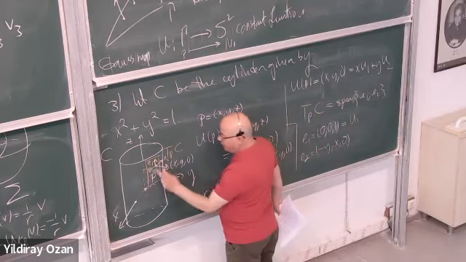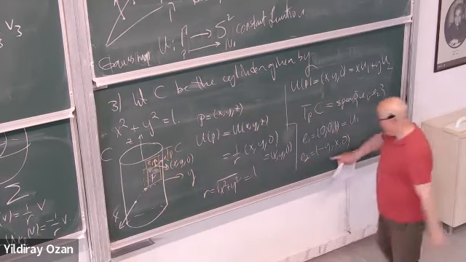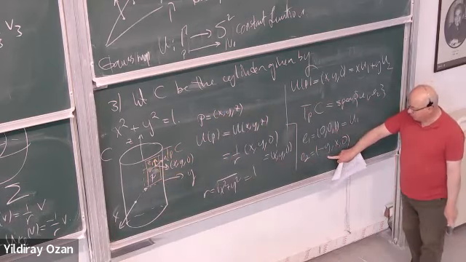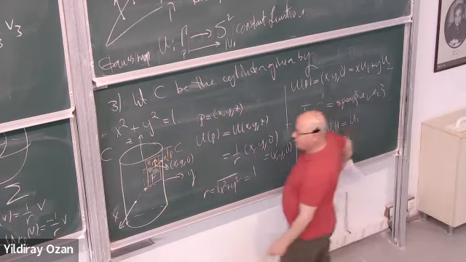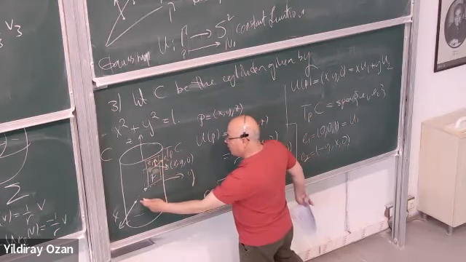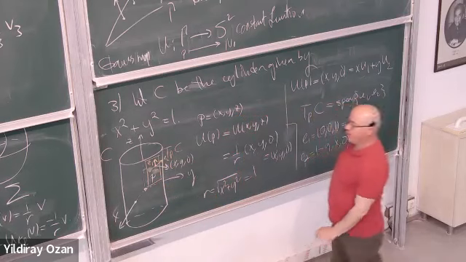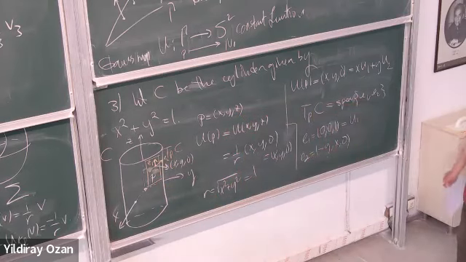If x and y coordinates of this point are positive, then the x coordinate of this vector E2 must be negative. Therefore, this vector should point in the negative x direction. So it goes into the blackboard.